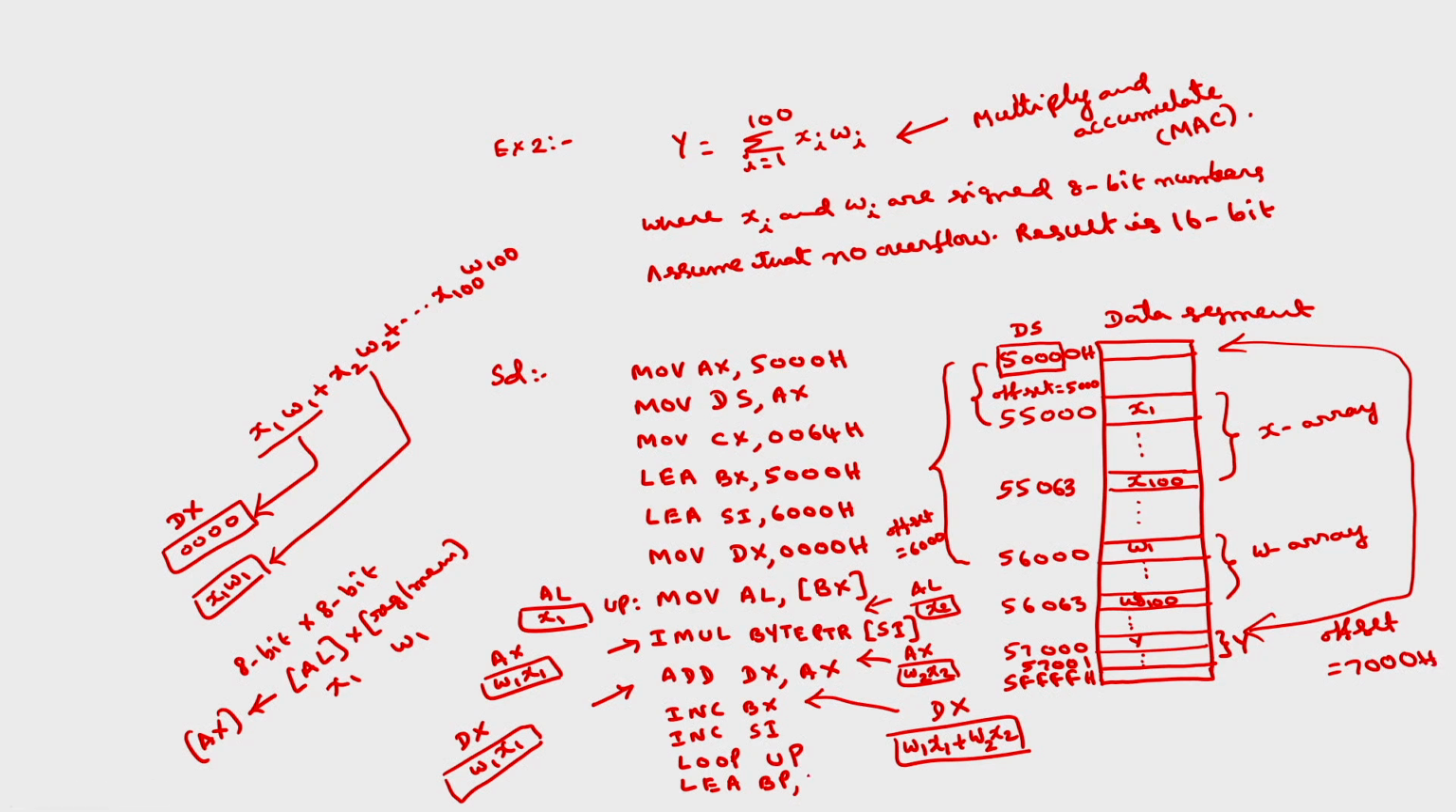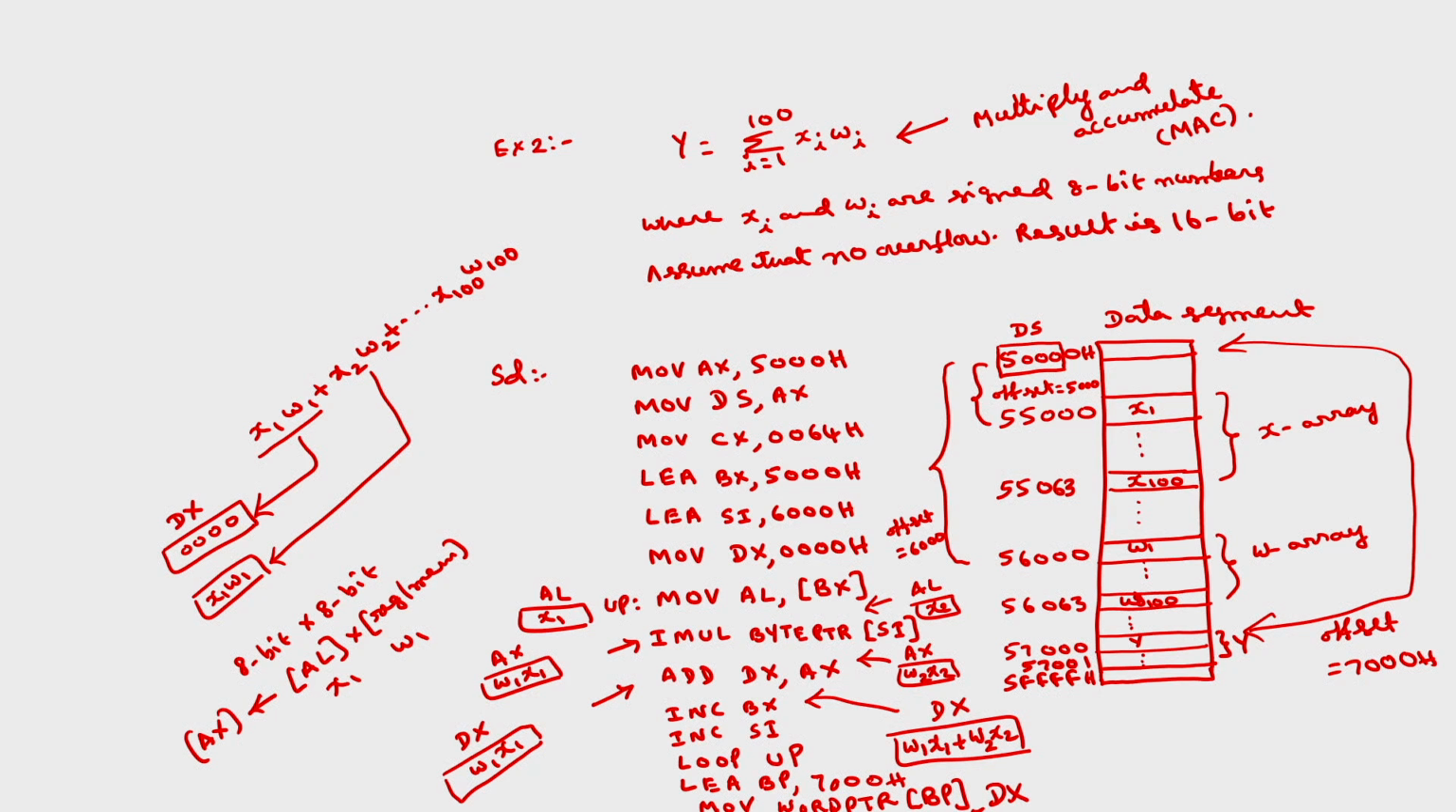So, I am pointing this to 7000. Then store the result. The 16-bit result of y is in DX. Okay, so move word ptr [BP], DX. The 16-bit result of y was there in DX, and that I am moving to two locations because of word ptr.